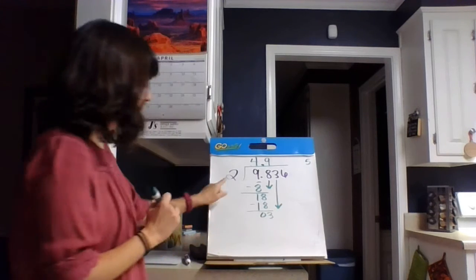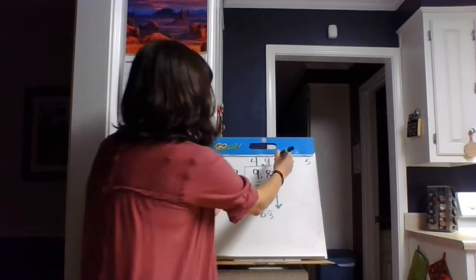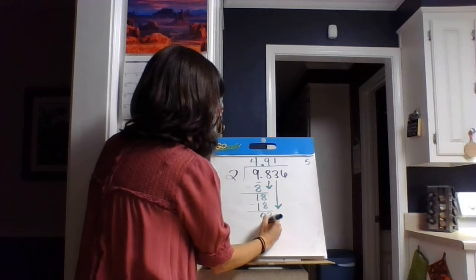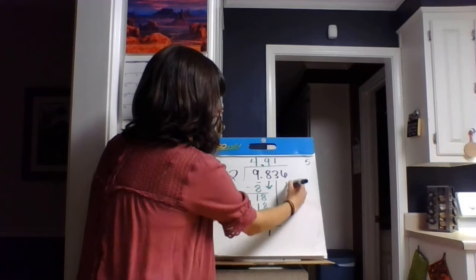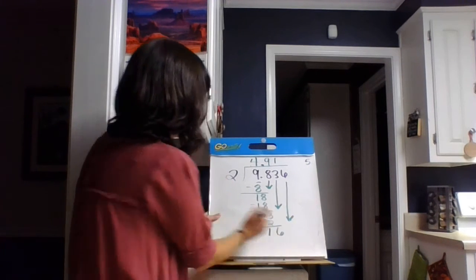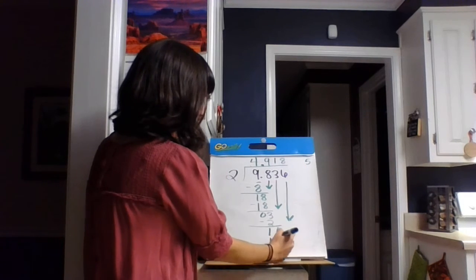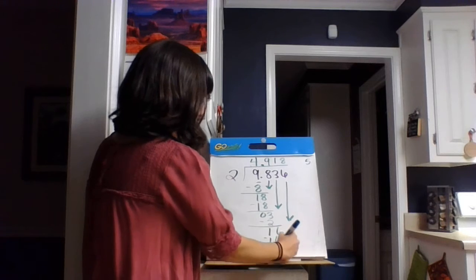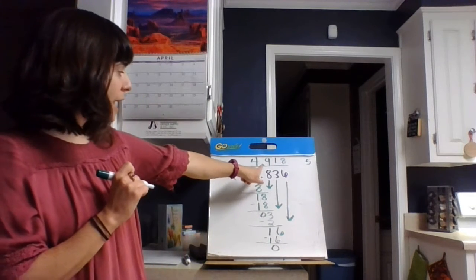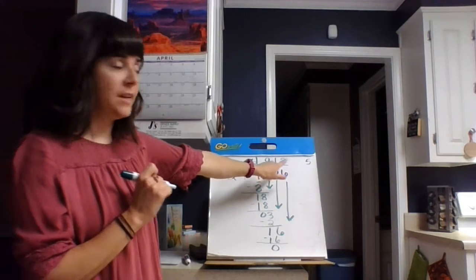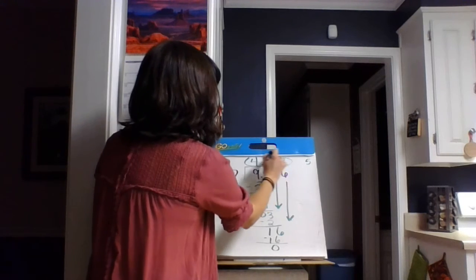Bring down my 3. 2 goes into 3 1 time. 2 times 1 is 2. I subtract and get 1. Bring down the 6. 2 goes into 16 8 times, and 2 times 8 is 16. Okay, so my answer is 4 and 918 thousandths. And that's really close to 5.